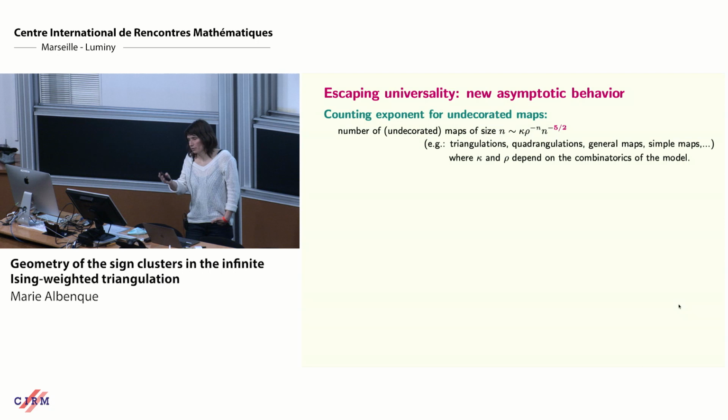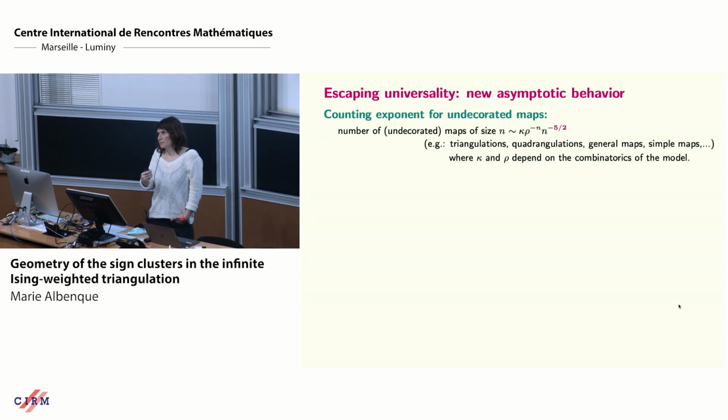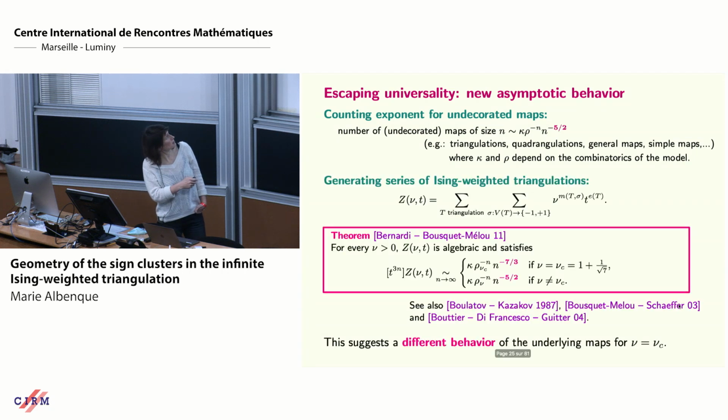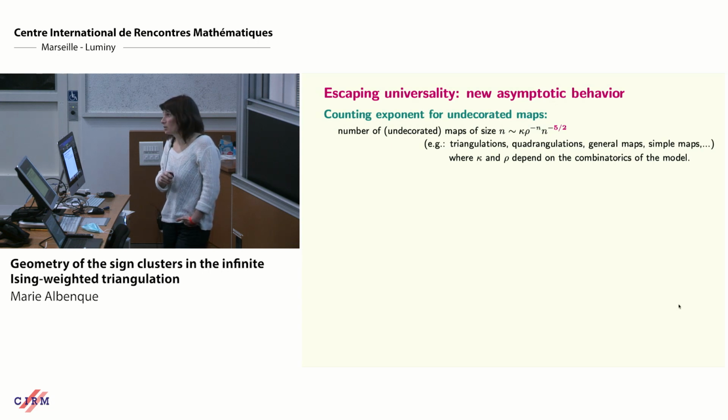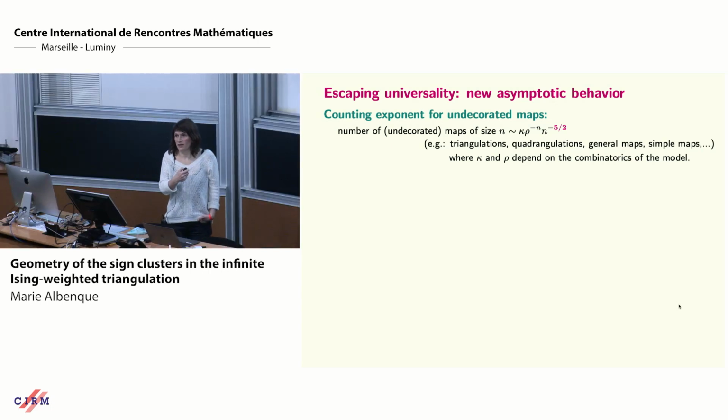For triangulations and for general maps, you have a lot of formulas. In all these cases, you can look at the asymptotic enumerative coefficients, and they all behave in this way. You have a constant, you have a rho to the -n, so an exponential term, and then you have a polynomial correction, which is always of the form n to the -5/2. Again, the same polynomial correction is universal. It doesn't depend on the precise family of maps you consider.